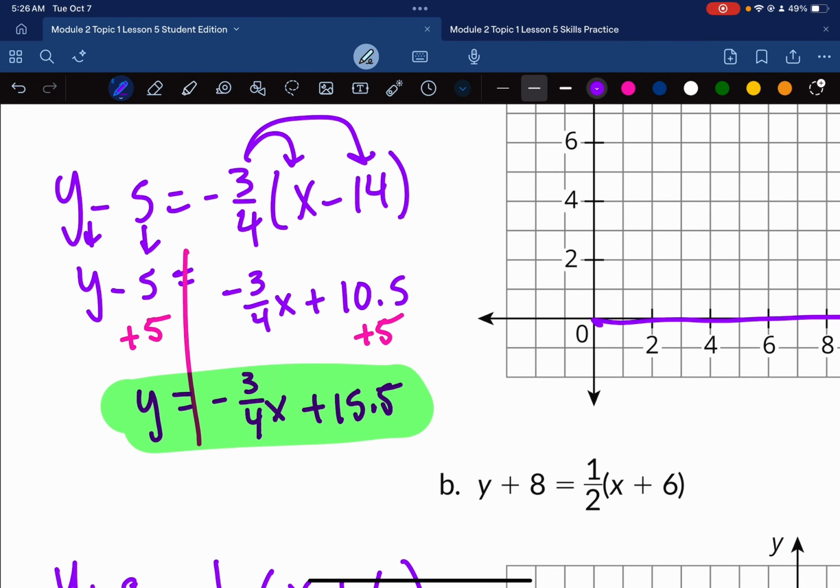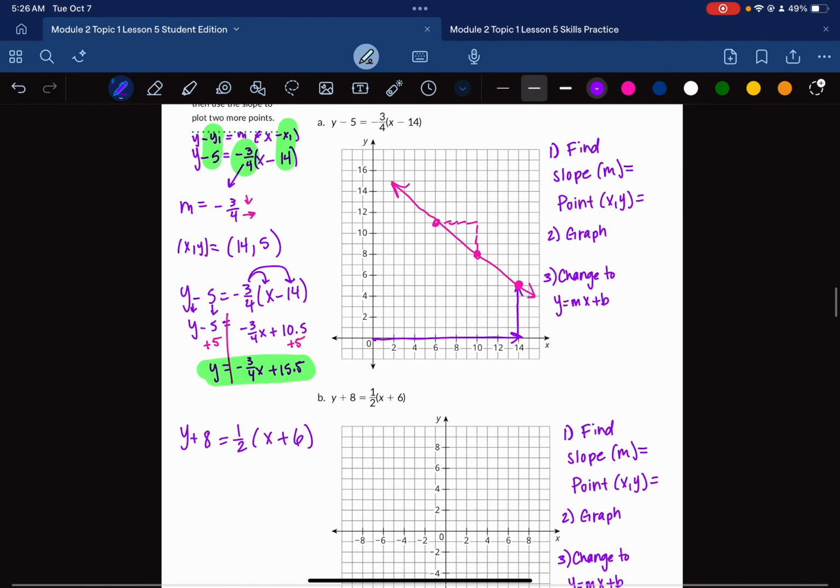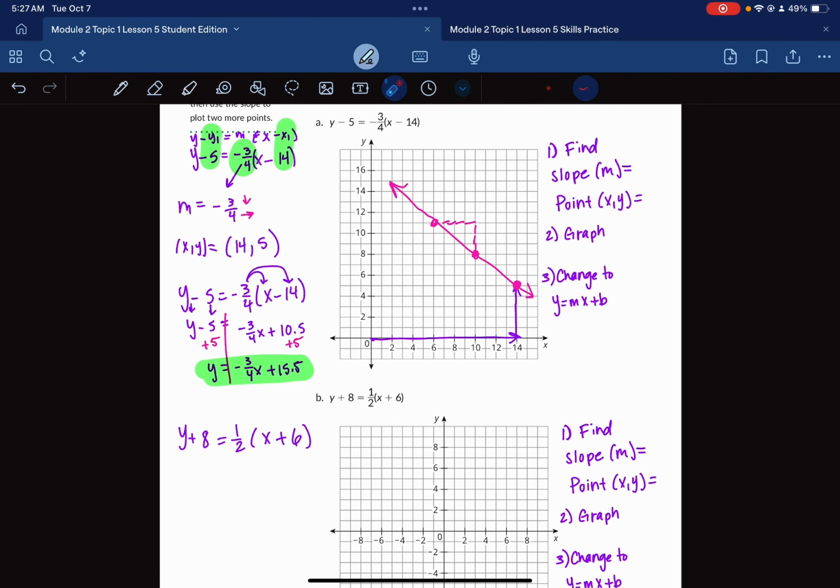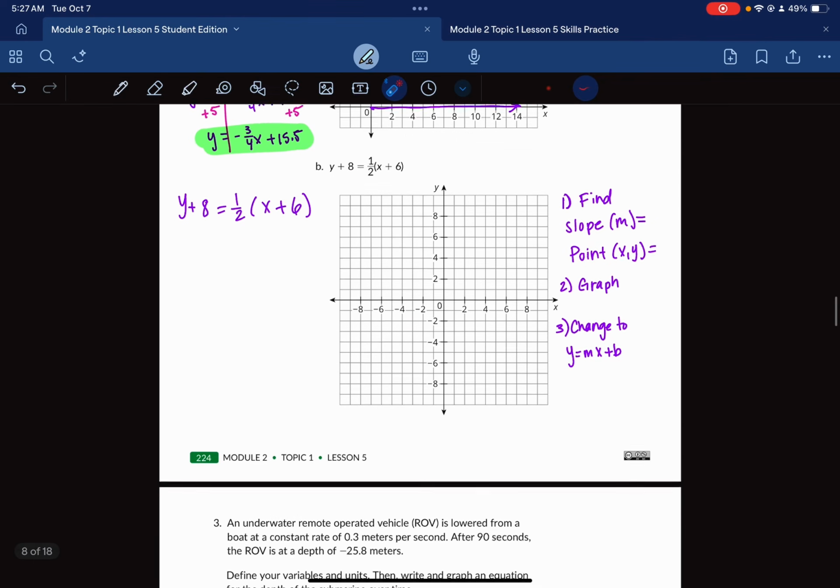The reason why I'm having you change it is so you can get extra practice and know how to do it. All right, but the most important part is knowing how to take the slope and the point, and graph it. So let's do it one more time.